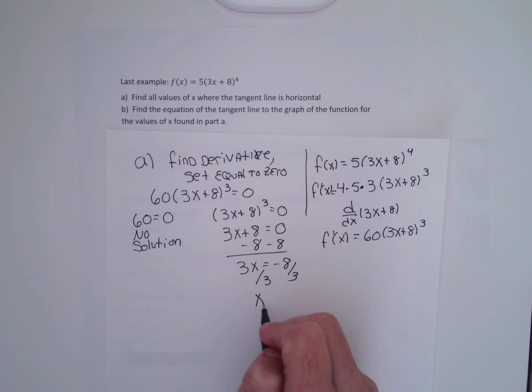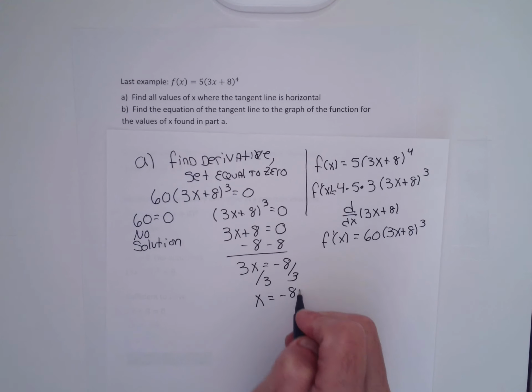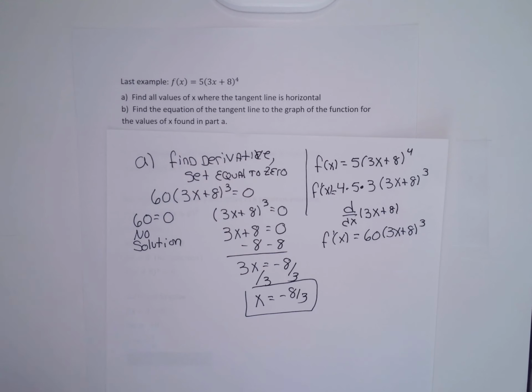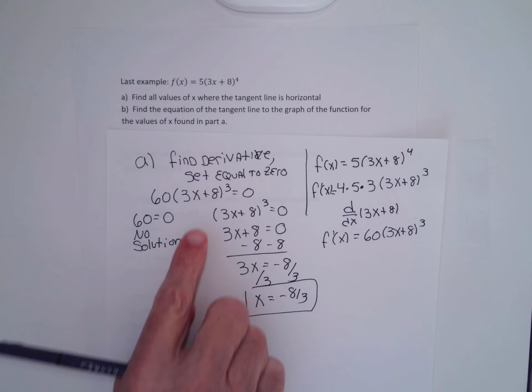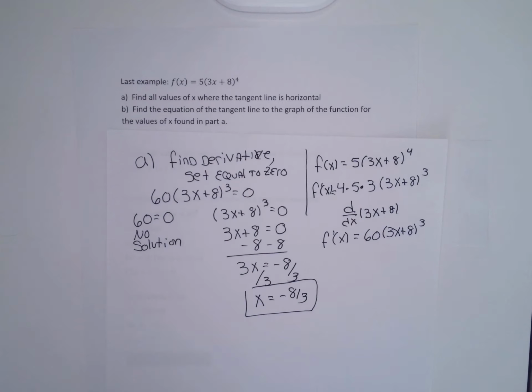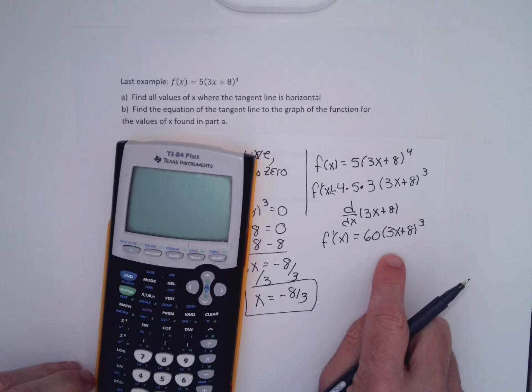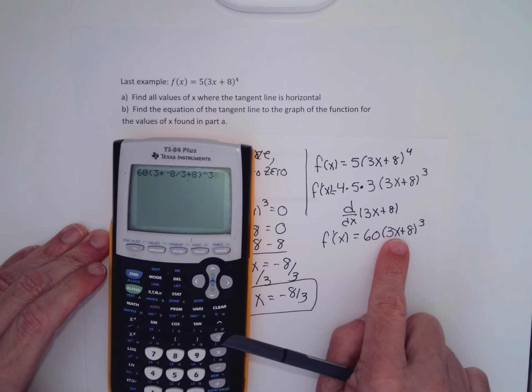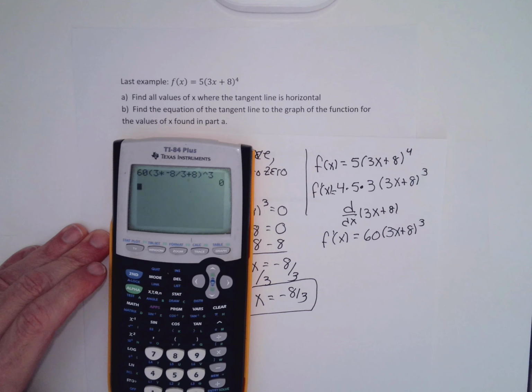The answer to part A, the value of x of negative 8/3, is the value that if I plug it into the derivative, I'll get 0, which is the slope of the tangent line. Let me just show you. If I take negative 8/3 and put it into the derivative and go 60 times (3 times negative 8/3 plus 8) cubed, if I plug this answer into the derivative, I get 0.